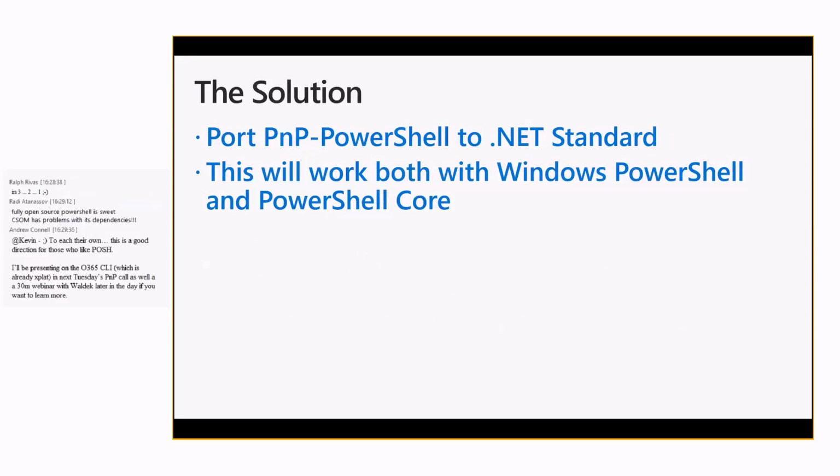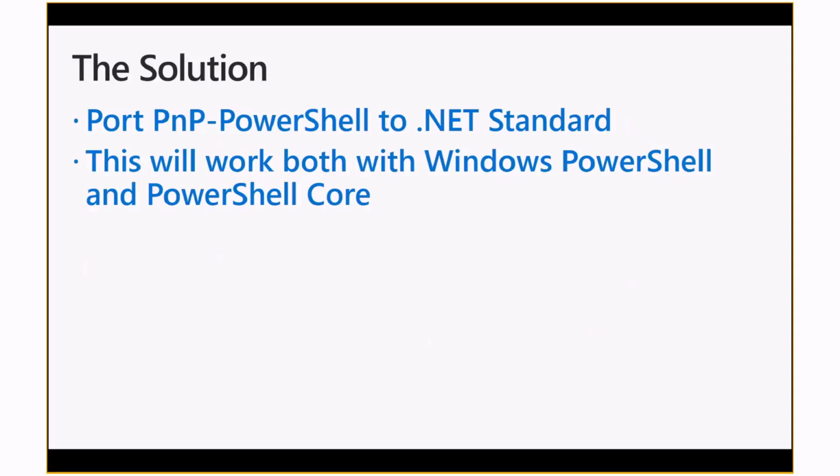The idea is to port PnP PowerShell to .NET Standard. Not .NET Core, but .NET Standard. Because this will work both with Windows PowerShell and PowerShell Core. So this will work both with Windows PowerShell 5 and PowerShell 6.0. So it doesn't matter which version of PowerShell you're running, it will work because Windows PowerShell supports .NET Standard and PowerShell 6.0 supports .NET Standard.